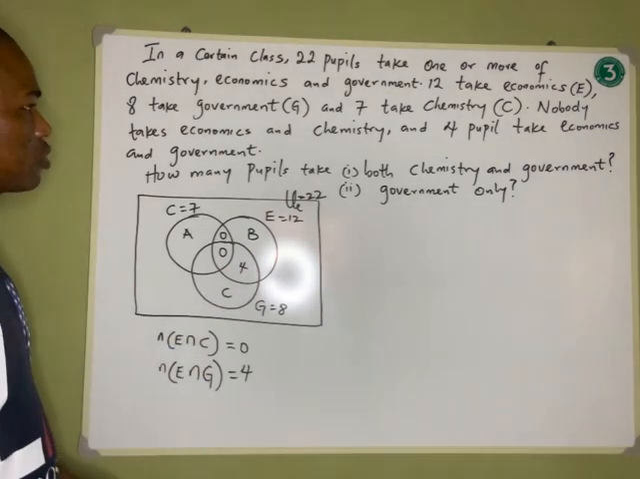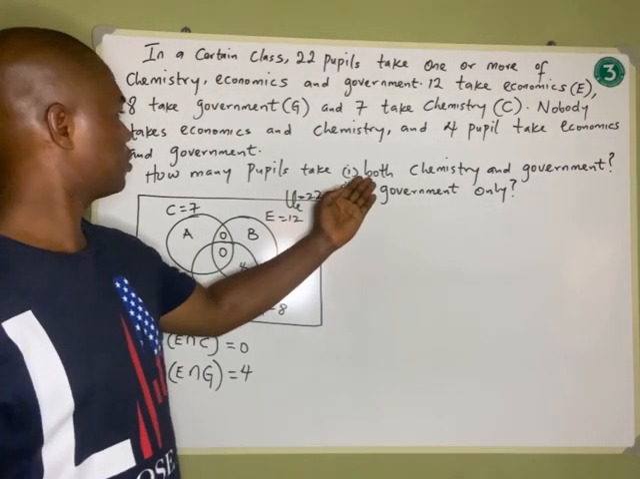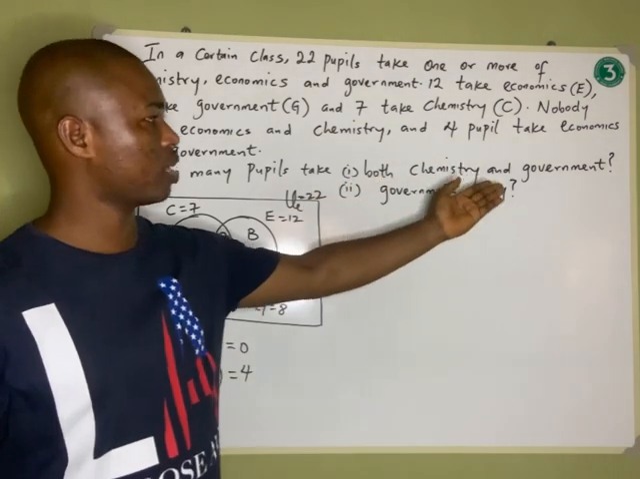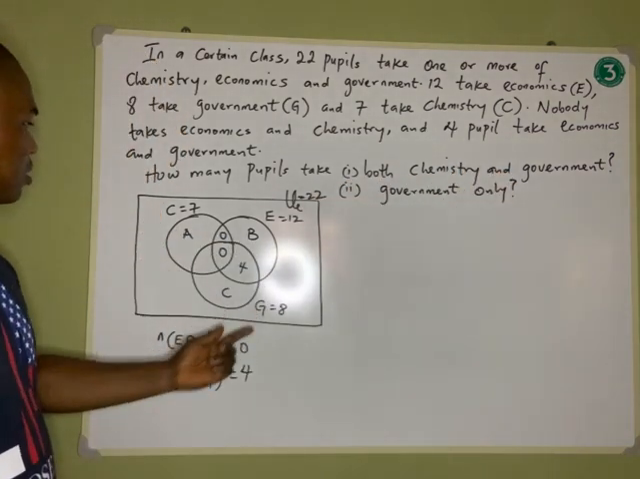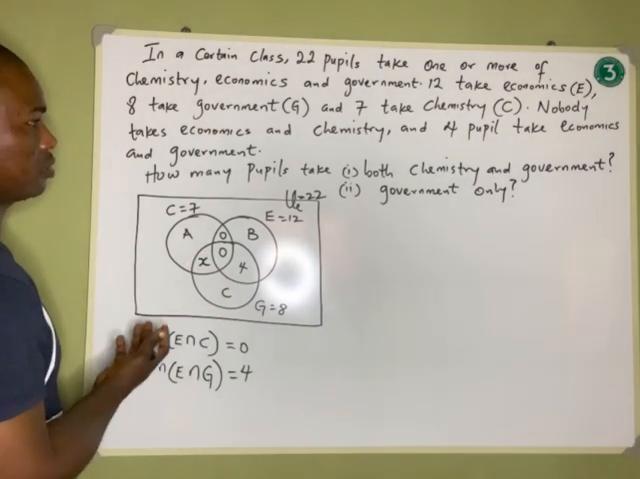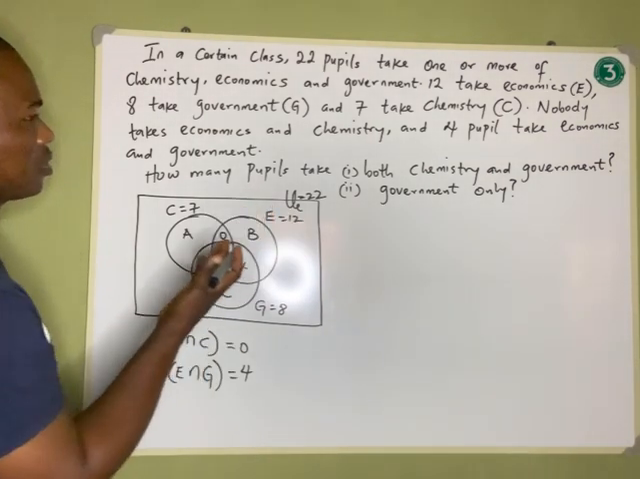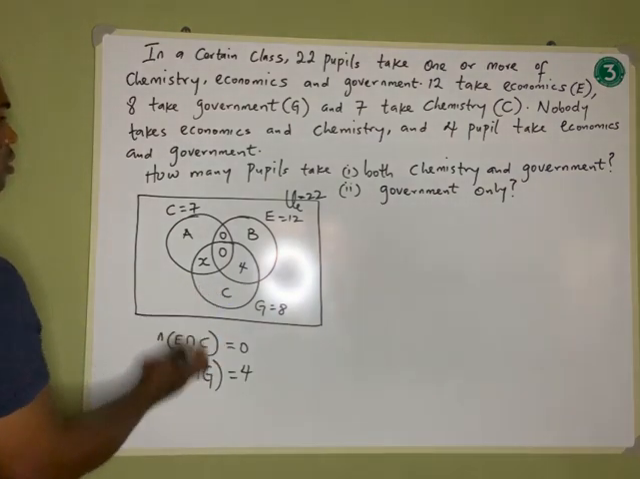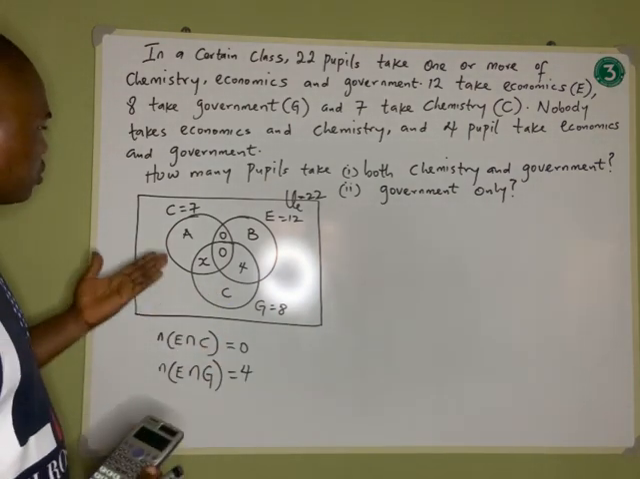Now, in the question, we have to find what? How many pupils take both chemistry and government? Both chemistry and government. This side is going to be our x. That side is going to be our s. And we are still going to find the pupils that take government only. That is this place. Now, how do we solve this?